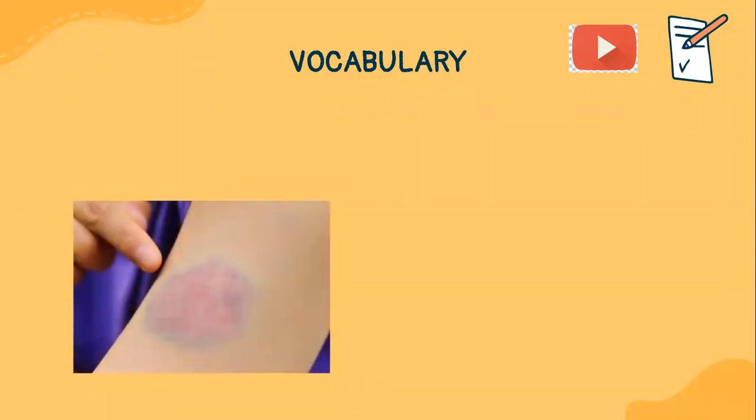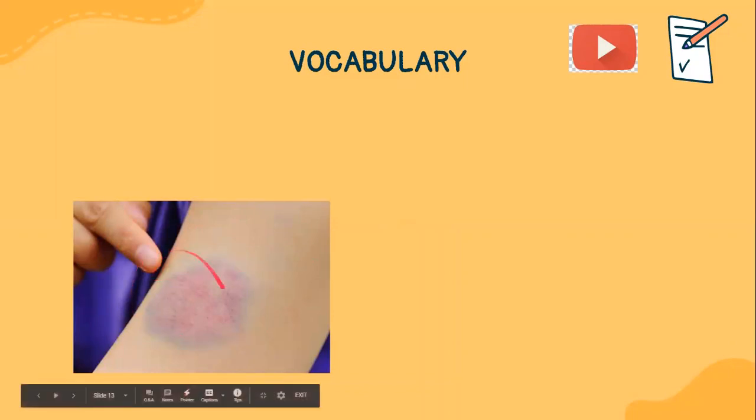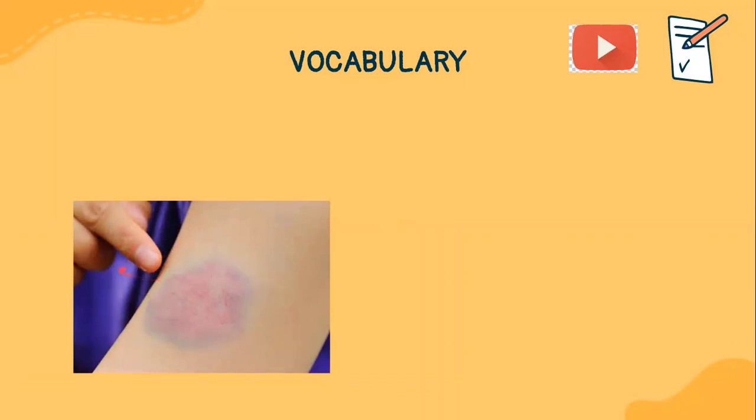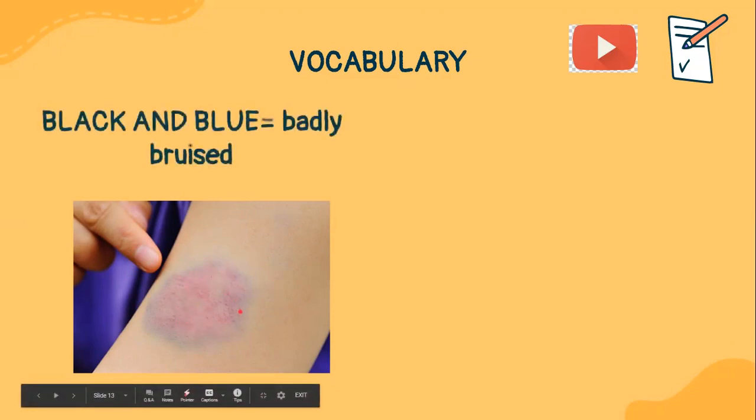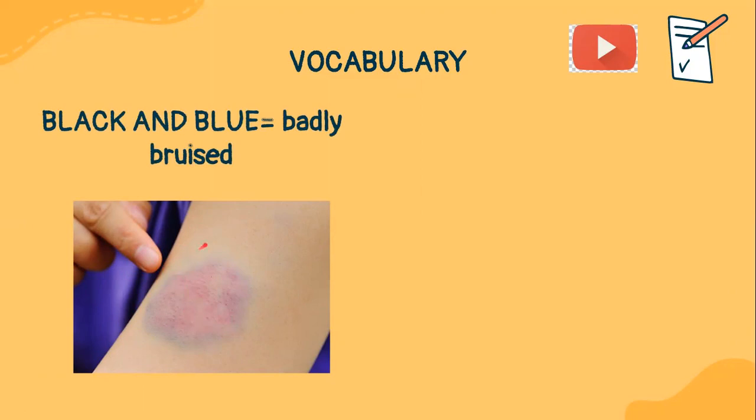Now what we are going to learn is another two new words in this class. What can you see in the picture, warriors? What is the person in the picture pointing to? Yes, that is a bruise, right? But you can also see the bruise is black and blue. It is called black and blue.